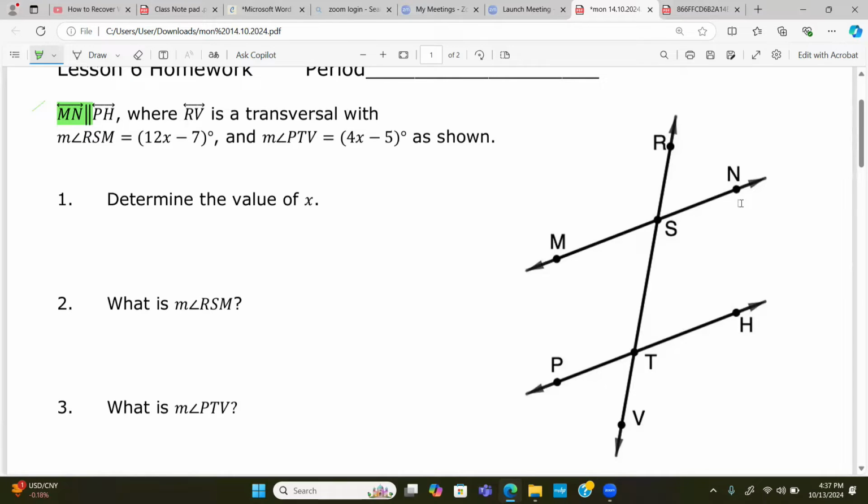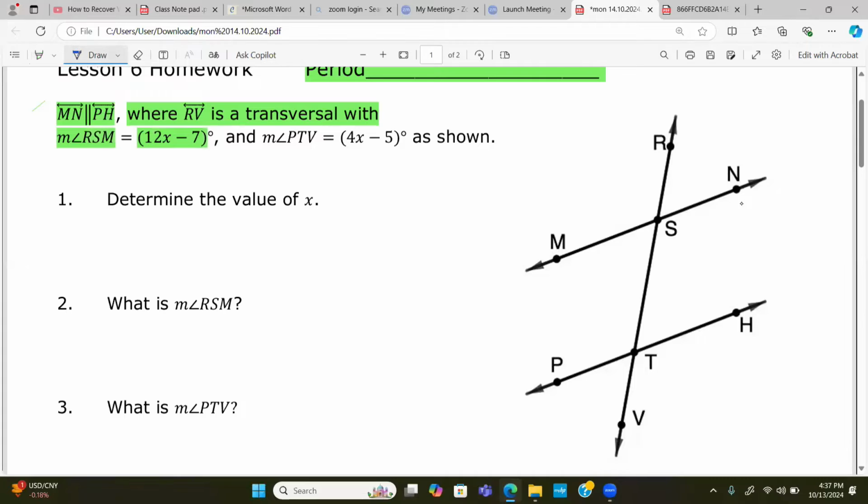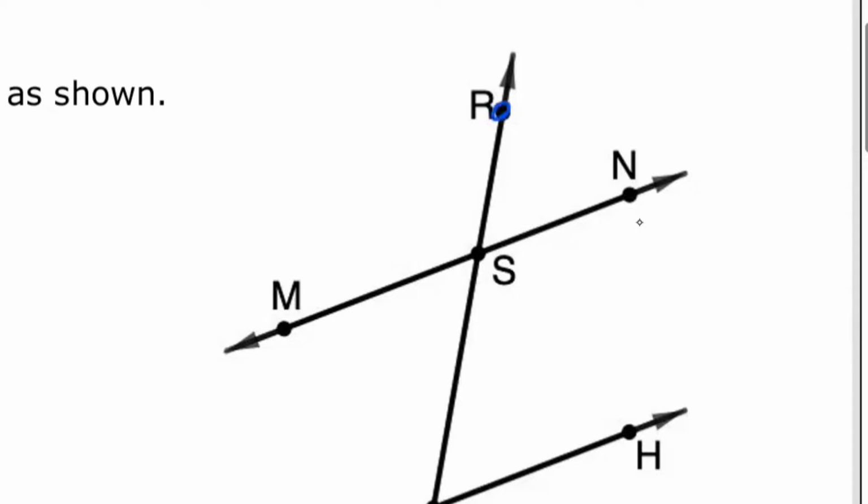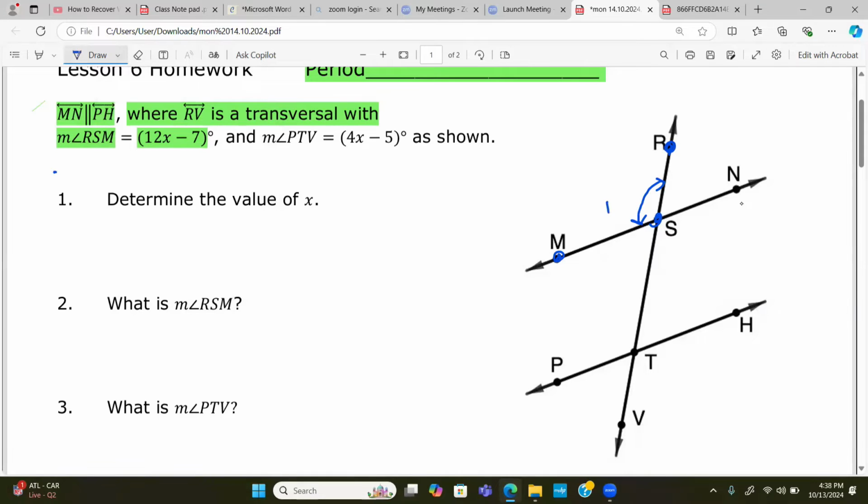MN, the line ML is parallel to the line PH, where RV is a transversal with the angle RSM. So let's put this on. RSM is 12x minus 7. Whenever you're naming an angle, if you're given three points, for example RSM, the angle is going to be at the center, the middle letter. So that's the angle, right? Labeling there, we got this to be 12x minus 7.